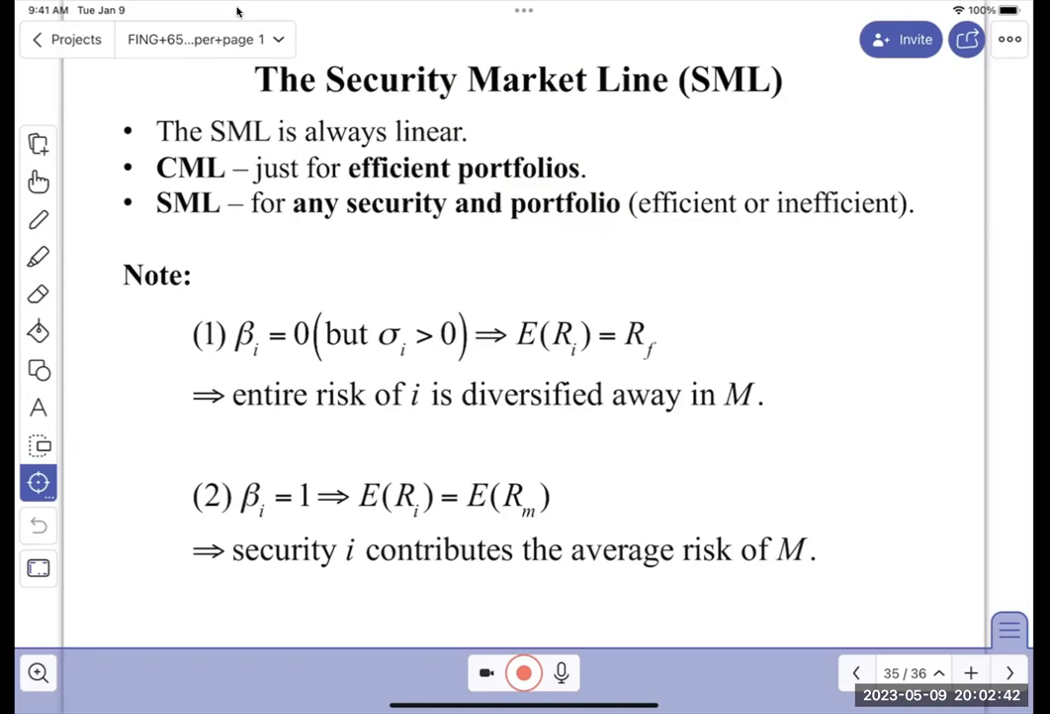And we interpret that: what we're doing with the capital asset pricing model is determining the expected return by considering how security i contributes to the average risk of the market portfolio.